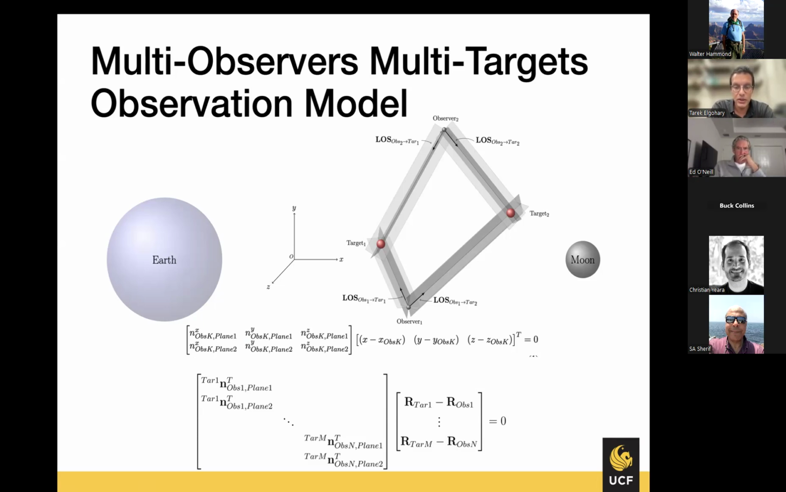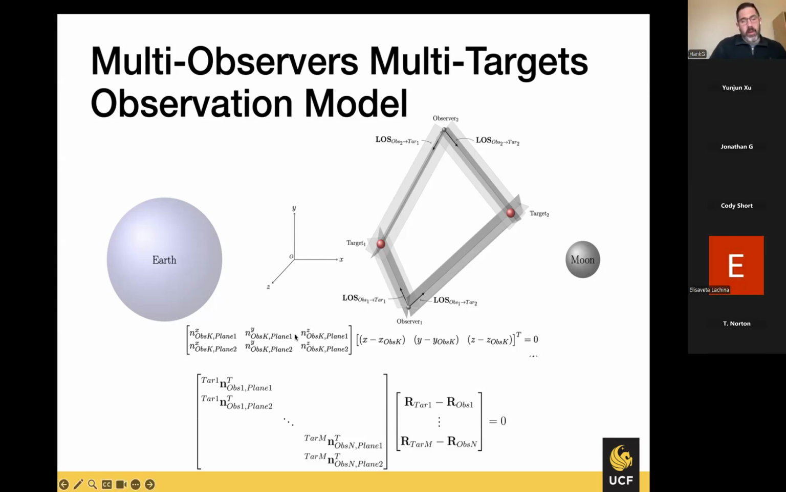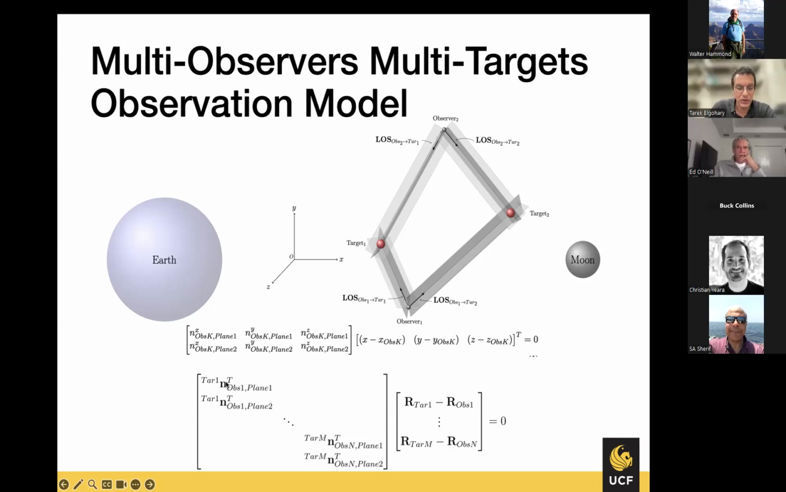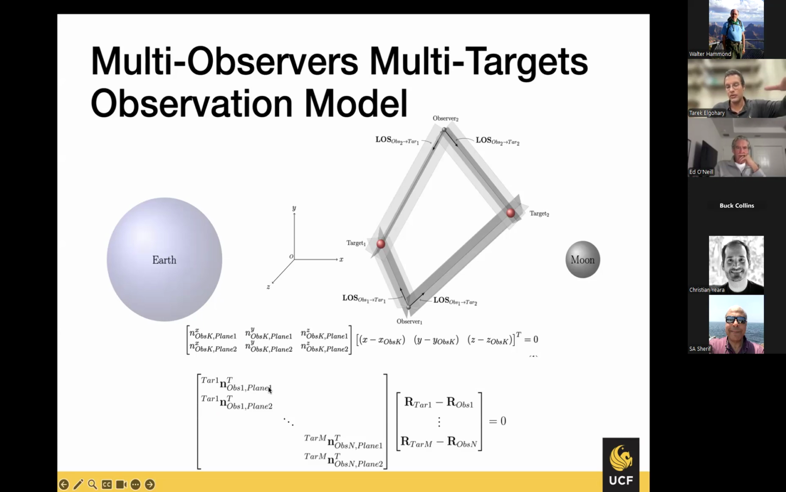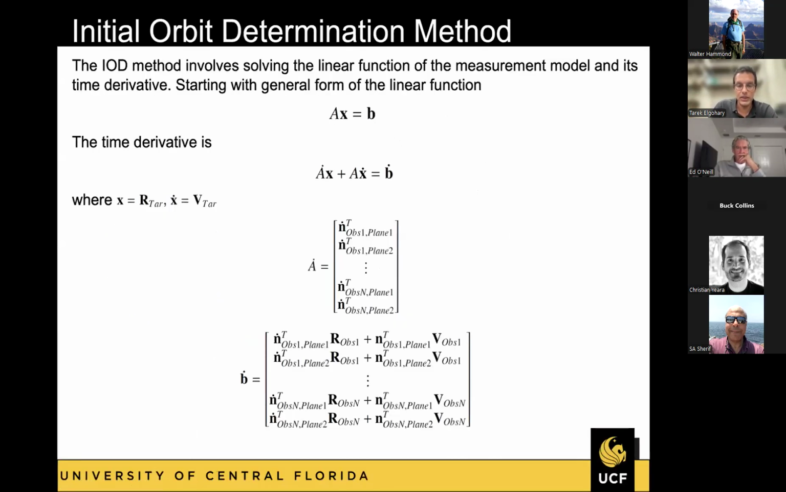So that's essentially how we construct the normals, which define the planes, and that's how we can construct the measurement model, which has the normal for target one, of observer one, plane one, and so on. You can essentially start concatenating all of these things and collecting them together. And here is what we need to find, which is the target minus the observer, and then we can decompose this as I'm going to show later.